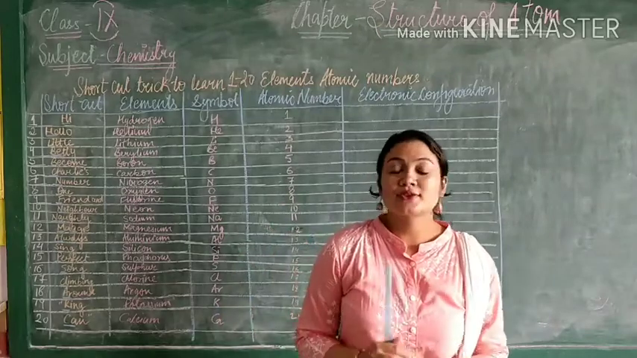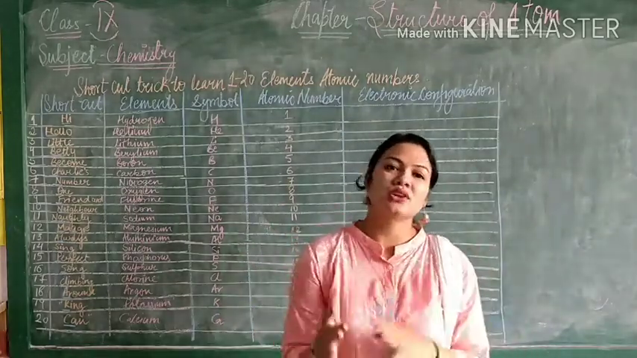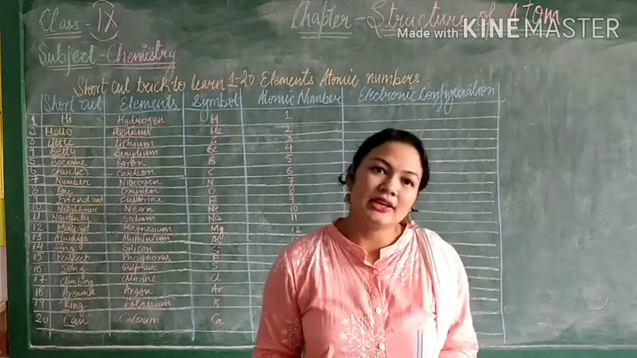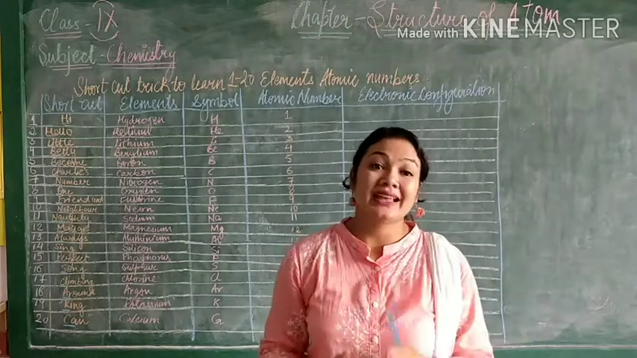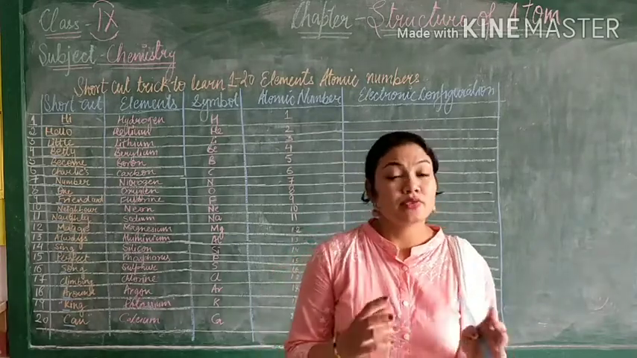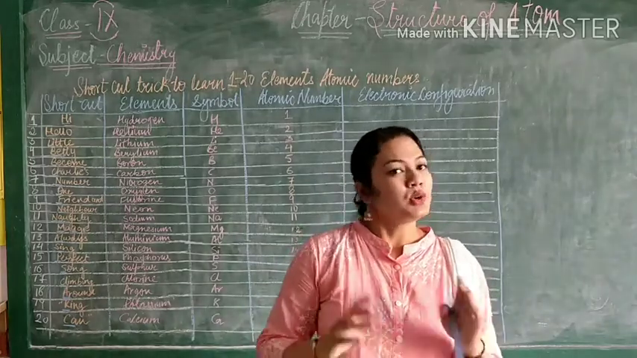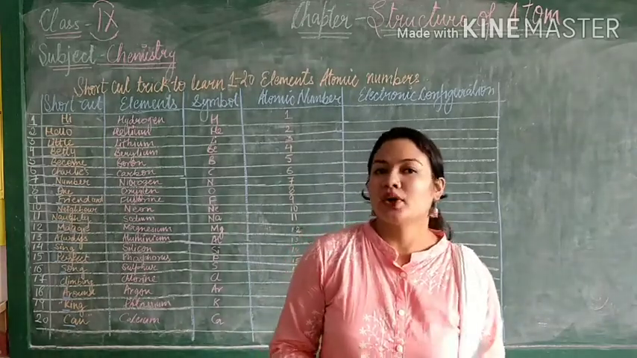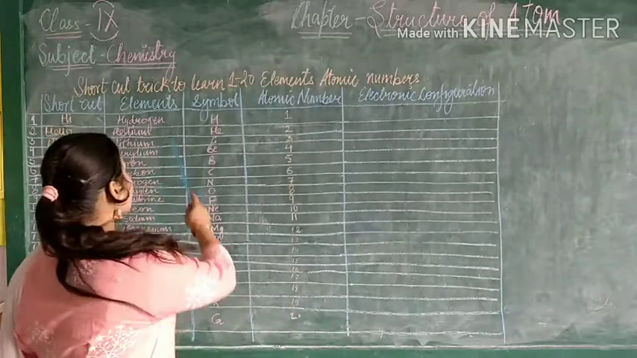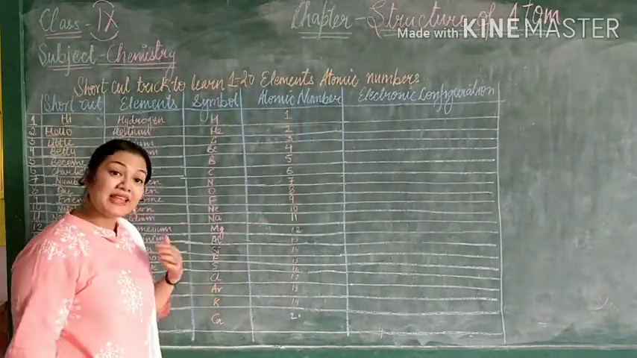Good morning. Today we are going to talk about the shortcut of 1 to 20 elements. It is very difficult to learn the names of the 1 to 20 elements. Few people can easily learn them and few people find it very difficult. So we have a shortcut to learn it properly. Okay, let's start. This is a shortcut trick to learn the 1 to 20 elements with atomic numbers.